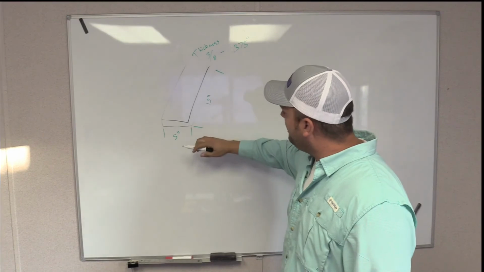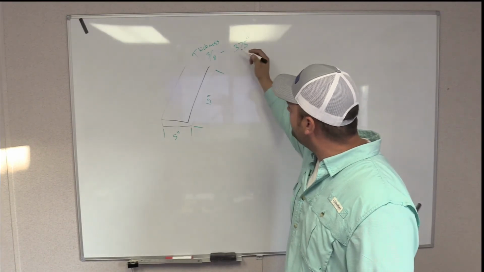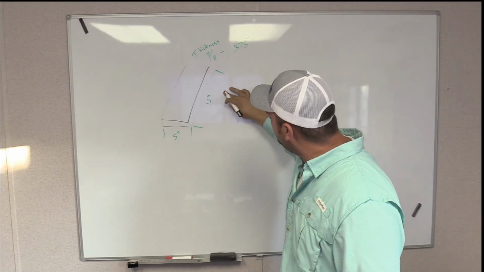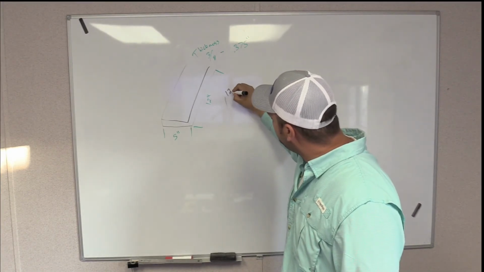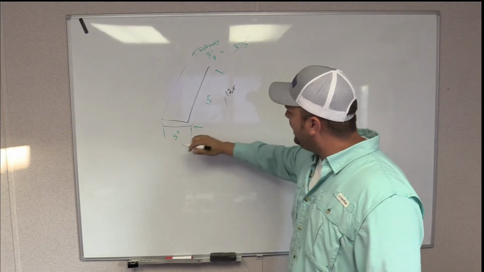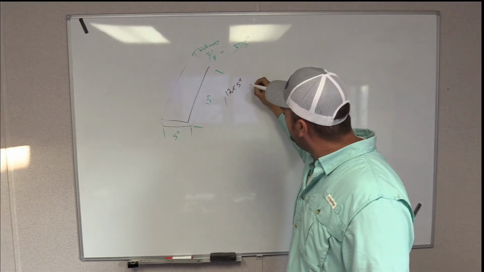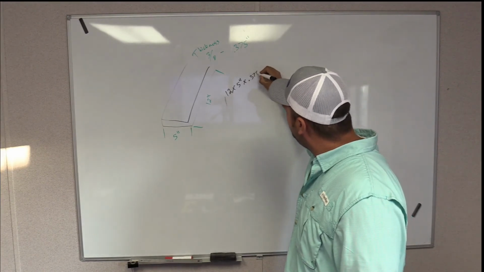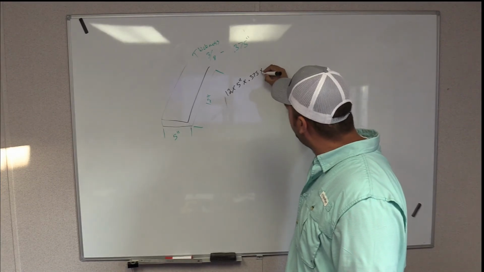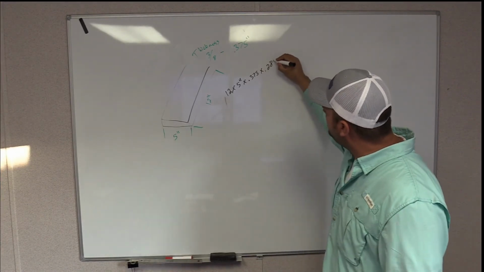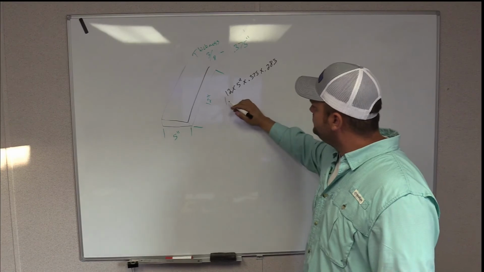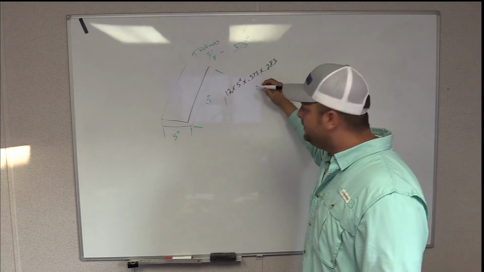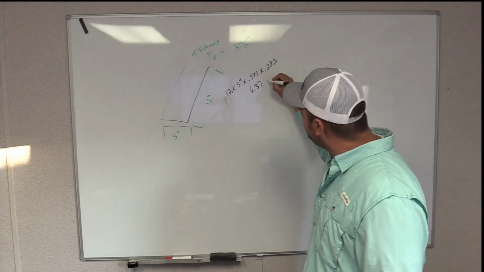Anyway, so we have our width, we have our length, we have our thickness. So we'll take the length, which is 12, times our width, which is 5, multiply that by 0.375, and we'll take all that and multiply that by 0.283. You enter that into your calculator, and it'll give you 6.37 pounds.